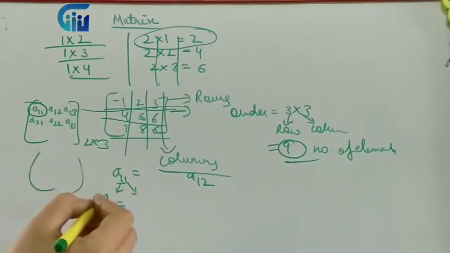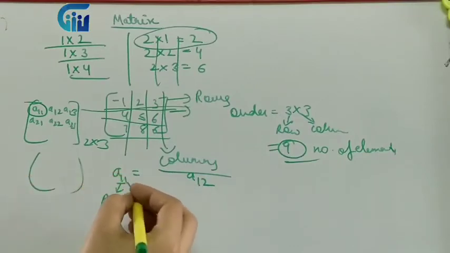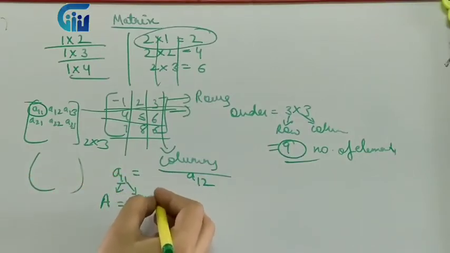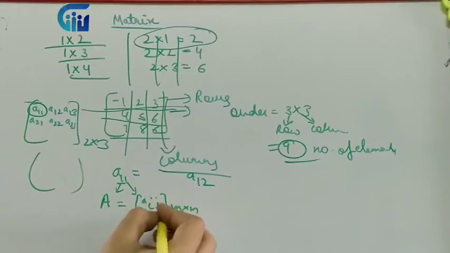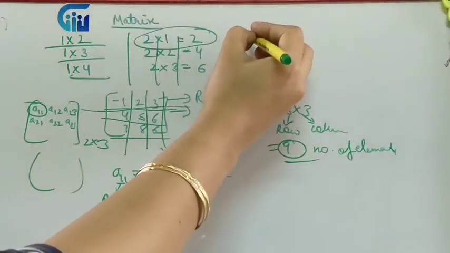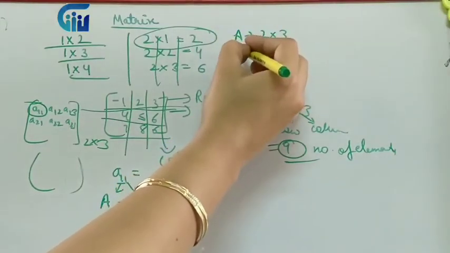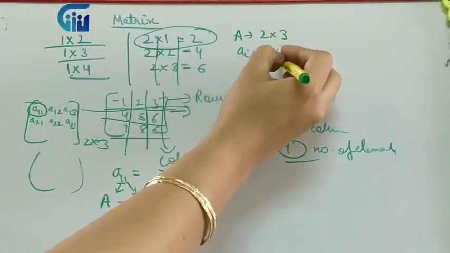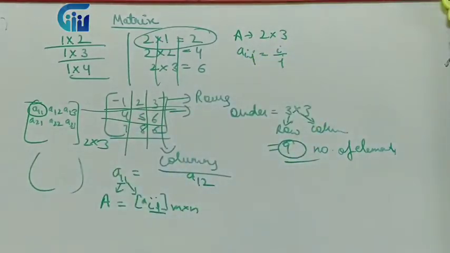For a general representation of a matrix, we mostly use capital letters to represent a matrix, and small letters when we write elements. In general, we write a matrix as Aij of m cross n, where Aij means the ith row, jth column element, and m cross n means the number of rows and number of columns. We often get questions in the exam where we have to describe, let's say, a 2 cross 3 matrix such that Aij is equal to i upon j.